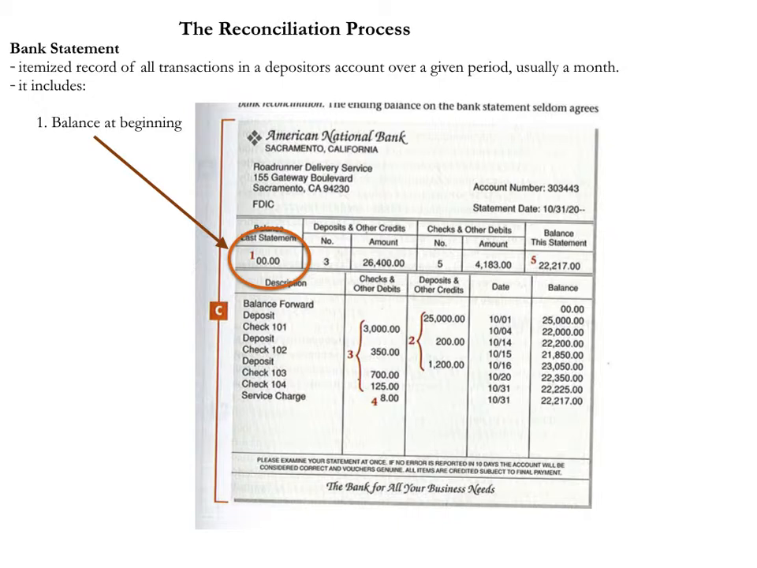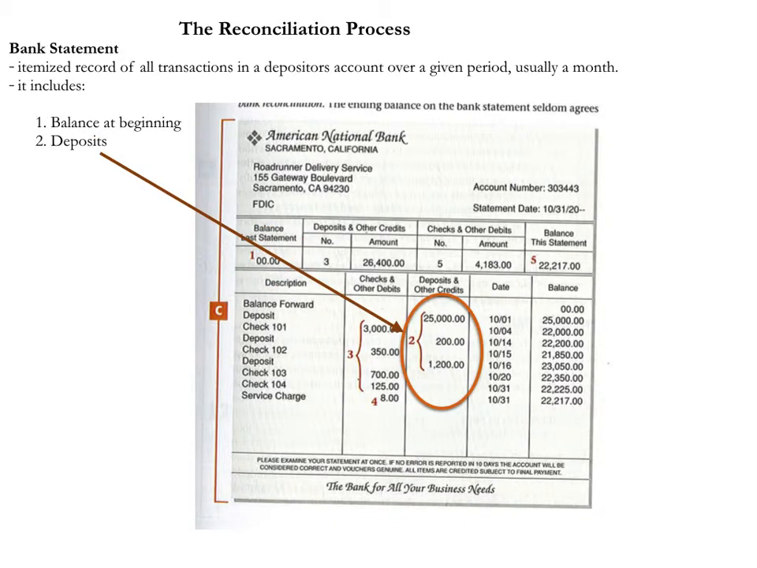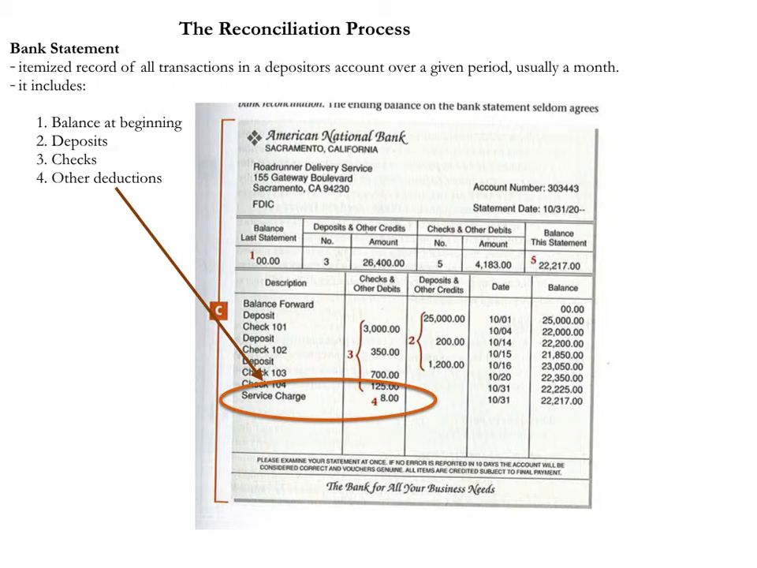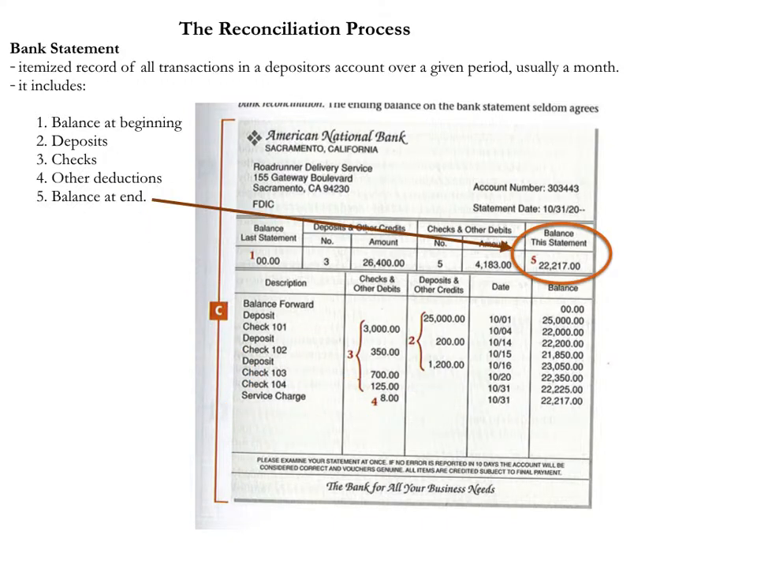Next, we want to look at the reconciliation process. This process begins with a bank statement, which is an itemized record of all the transactions in a depositor's account over a given period, usually a month. It includes 5 parts: the balance at the beginning of the statement, the deposits during the time period, the checks that were cashed or honored, other deductions such as service charges and possibly interest earned, and the balance at the end of the period.